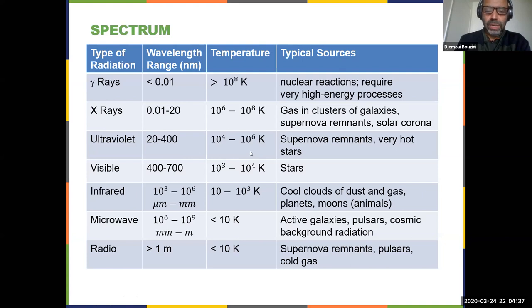UV radiation, and you guys probably are familiar with that when you go to the ocean near the beach, you will see that you need some protection from those because overexposure to UV radiation also can cause a lot of damages, including cancer and all kinds of problems. They also occur in supernova phenomena. This is the remnants of supernovae and very hot stars, extremely hot stars.